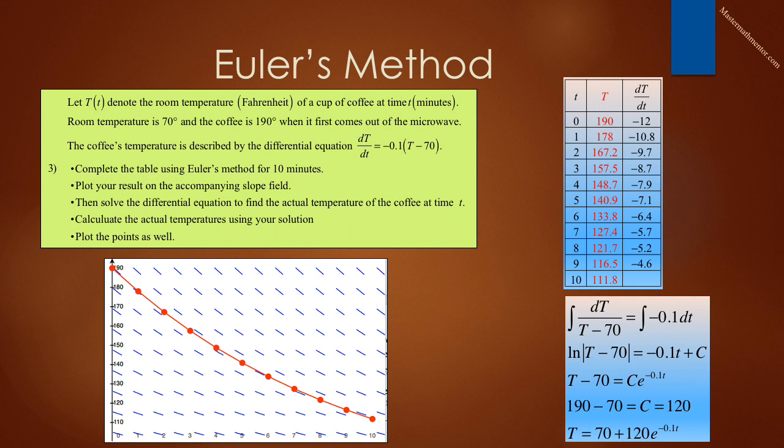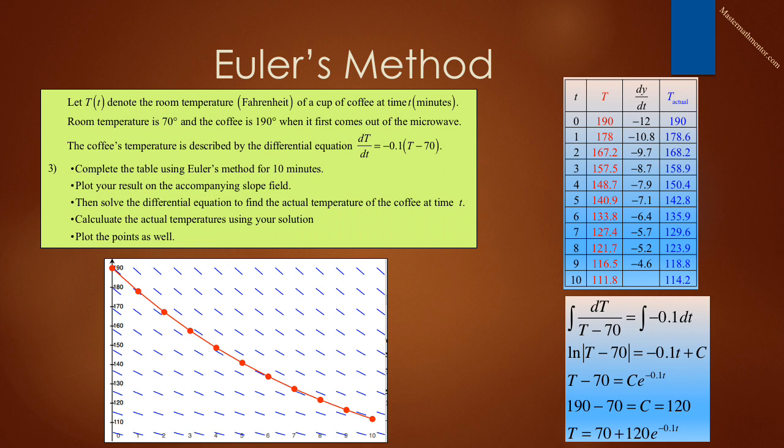The differential equation given is separable, which means that we can solve it. So we have dT over (T minus 70) is equal to negative 0.1 dt. We can integrate those expressions and get the natural log of the absolute value of (T minus 70) equals negative 0.1 t plus C. And therefore, T minus 70 is equal to C e to the negative 0.1 t. We now use the fact that at time equals 0, temperature is equal to 190. So we get 190 minus 70 is equal to C, which is equal to 120. So our final equation is temperature is equal to 70 plus 120 e to the negative 0.1 t, with t measured in minutes.